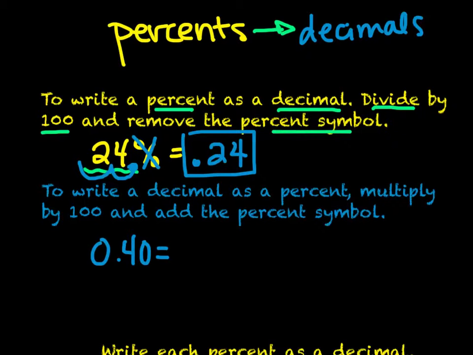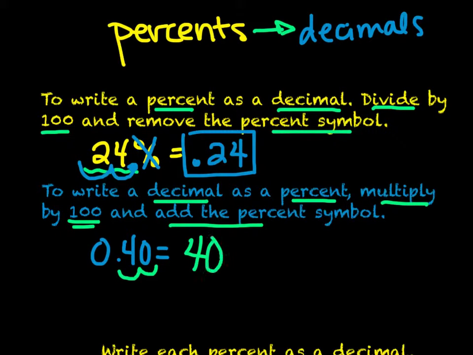As well, to write a decimal as a percent, we need to multiply by 100 and then add the percent symbol to it. So to multiply by 100, we are essentially moving our decimal 2 places to the right, 2 positions to the right, and we get 40. And the last little step is we need to add the percent symbol, which is right there. So 0.40 as a decimal, 4/10, is 40%.